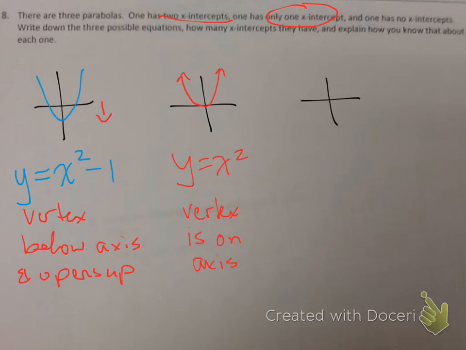Okay, and no x-intercepts, well, we can draw a graph that looks like this, right? That's got no x-intercepts, and that could be just a parabola translated 1 unit up, right? So the vertex is above, and it opens up, so it's never going to come back down. Okay, so that was a little bit of thinking for the quiz.